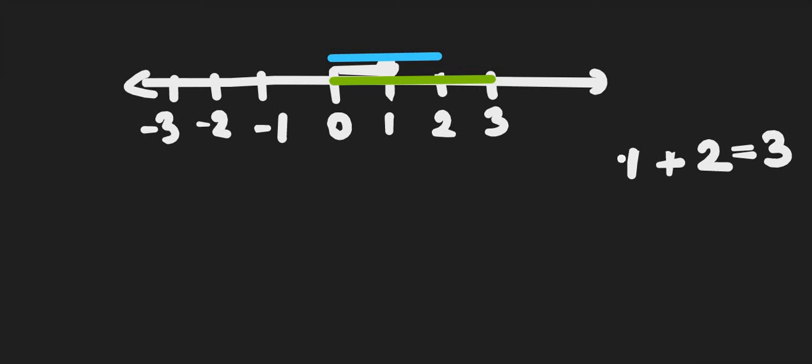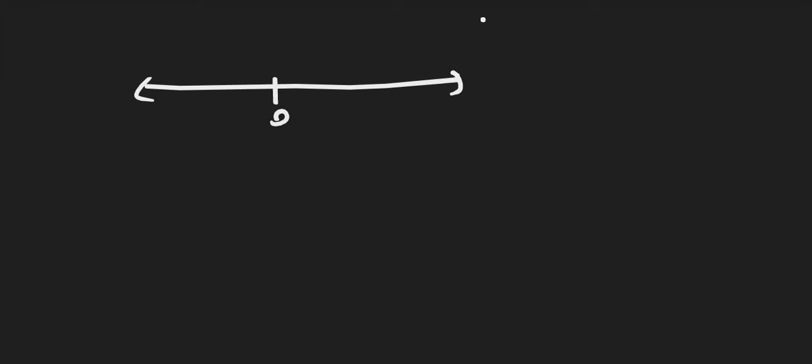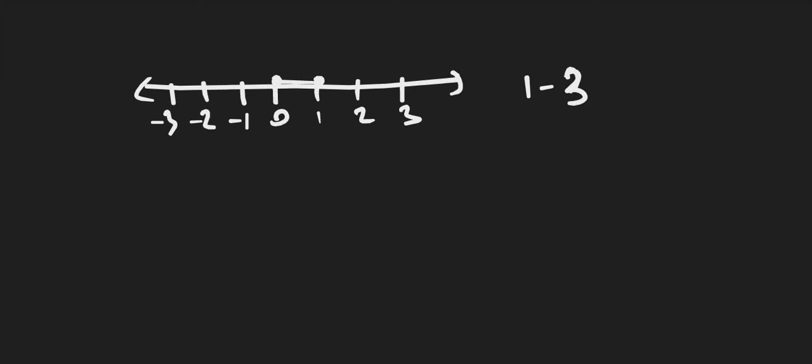Let's look at subtraction. Look at this number line: 0, 1, 2, 3, minus 1, minus 2 and minus 3. Let's say 1 minus 3. Now 1 is from 0 to 1 and minus 3 is 0 to minus 3 on the other side. Therefore, if we subtract 3 from 1, we get minus 2.